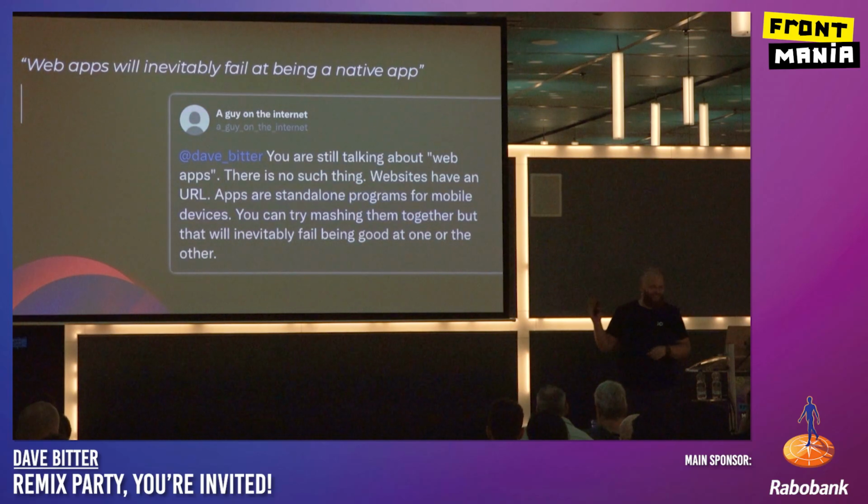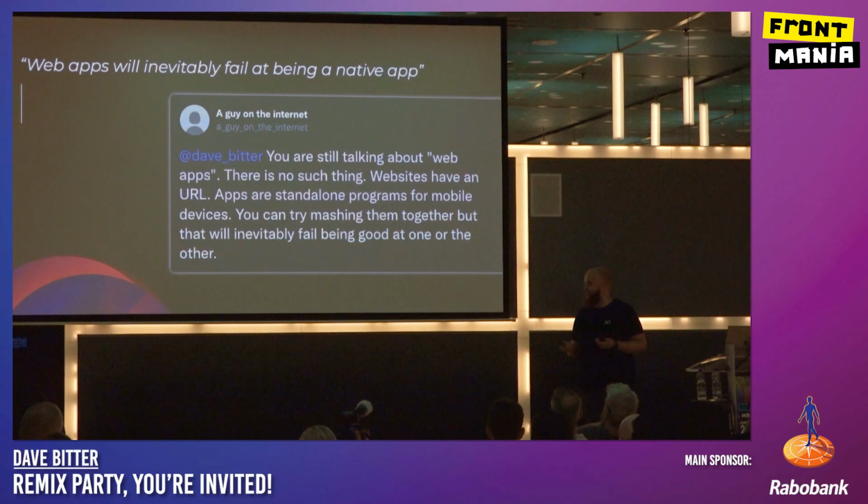Of course you didn't. Let's be clear about that. We're still talking about web apps, and there's no such thing, right? Websites have a URL, apps are standalone programs, there's really this black and white. Well, naturally, it's not there. It's gray. These lines are blurry and getting blurrier by the second, which is fine. But how can we then actually use the web as it is intended?